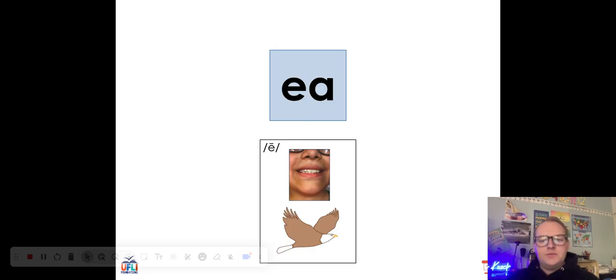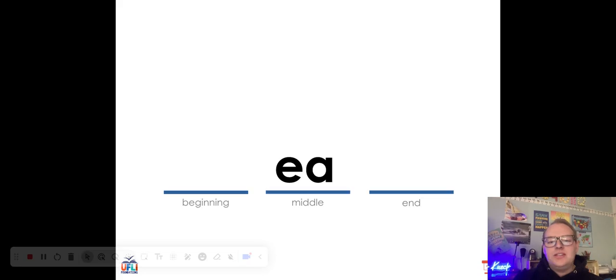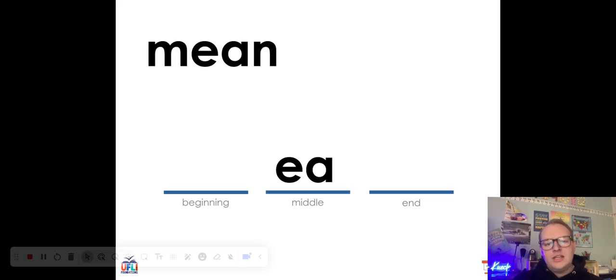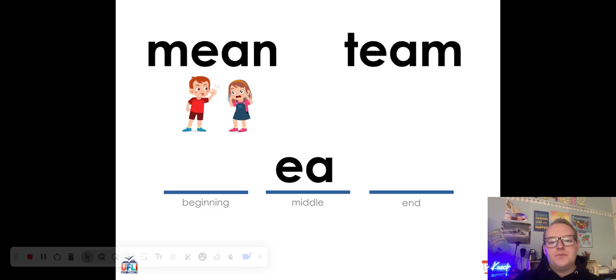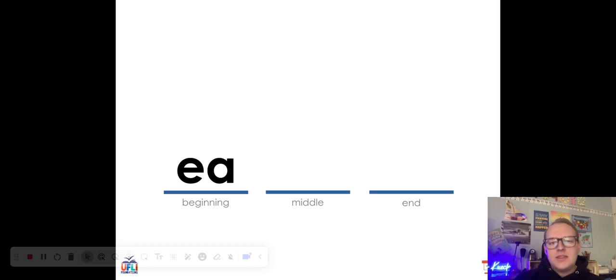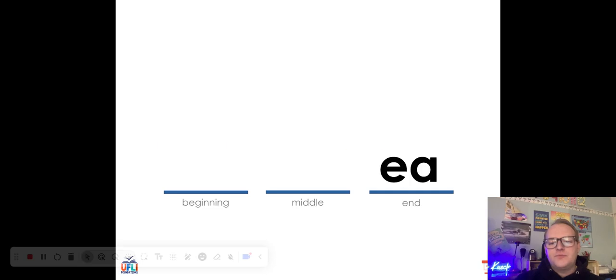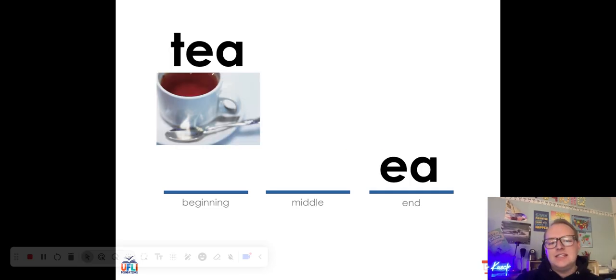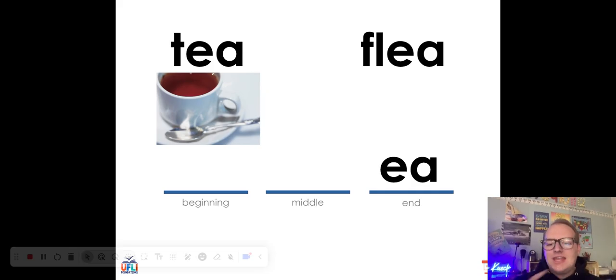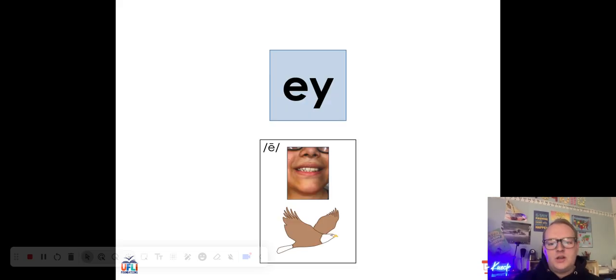The next vowel team that we're talking about today is EA. EA can also spell E in the middle of a word, like in the word mean, or in the word team. And it can come at the beginning also, like in the word eat, or in the word each. EA can also come at the end, like in the word tea, or the word flee. Notice EA is spelling that E sound in all of those words.